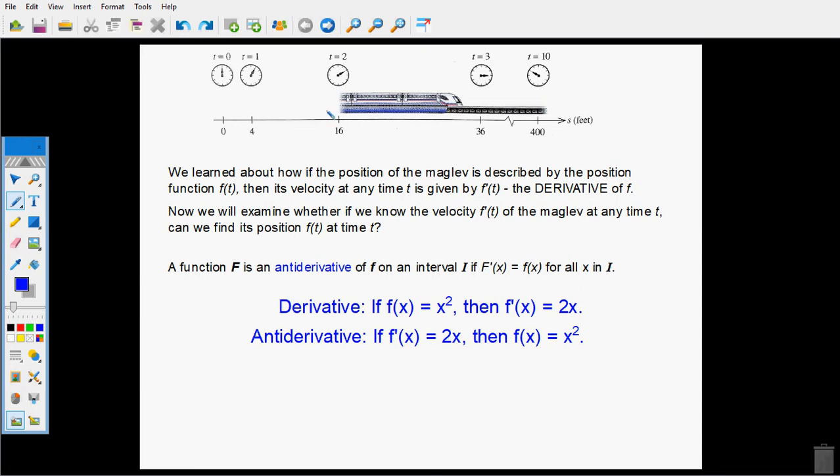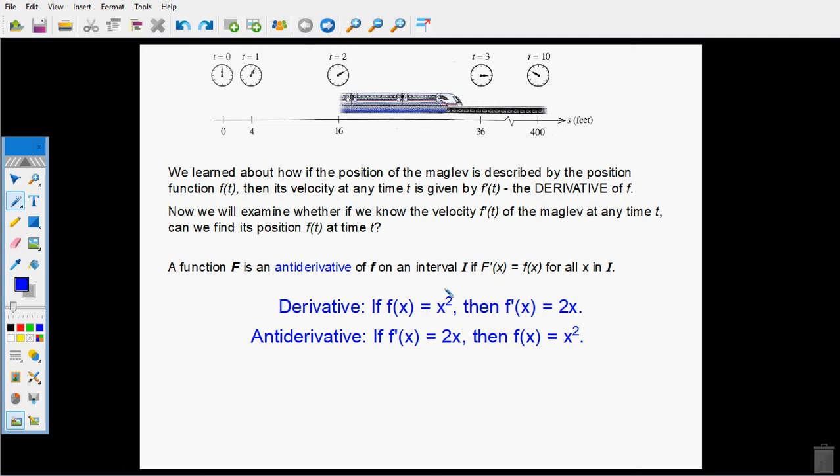If I've gone 16 feet at time 2 seconds, and then I've gone 36 feet at time 3 seconds, I can find the average velocity by taking those 2 points, or I can find the instantaneous velocity by finding the derivative. So the question begs, if I know what my speed is, could I figure out what my position is? Yes, we're just going to undo.